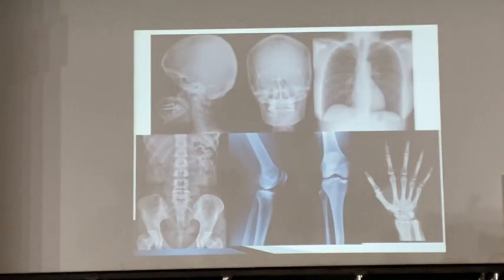These are X-rays of different parts of our body. This is the skull X-ray, this is the chest X-ray, abdominal X-ray, the knee X-ray, and the hand X-ray.